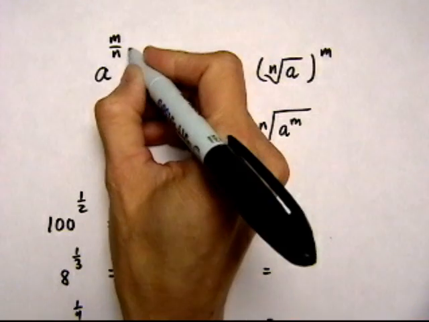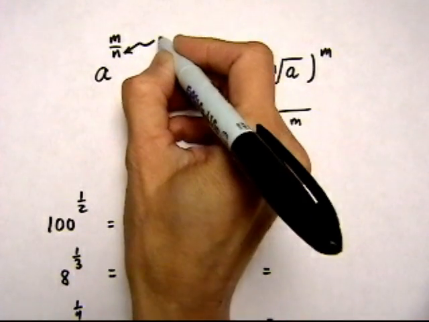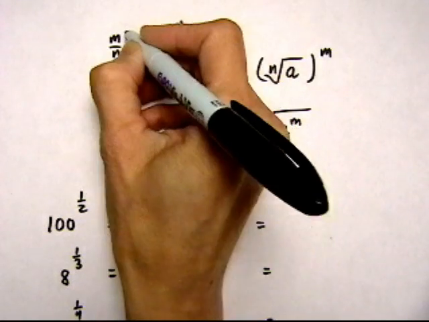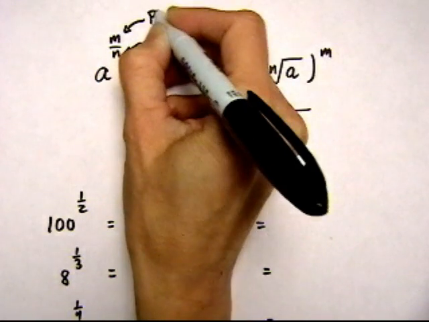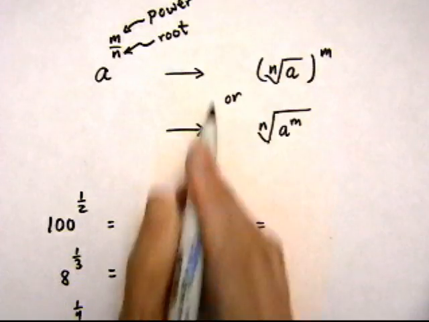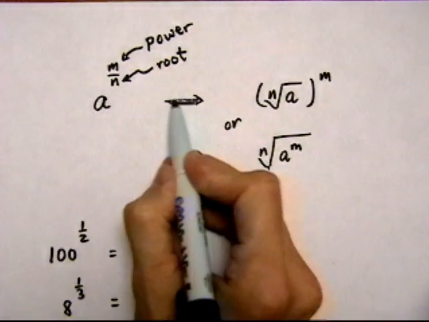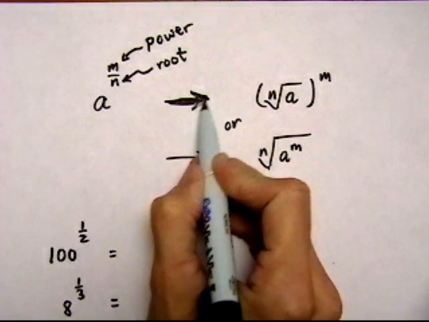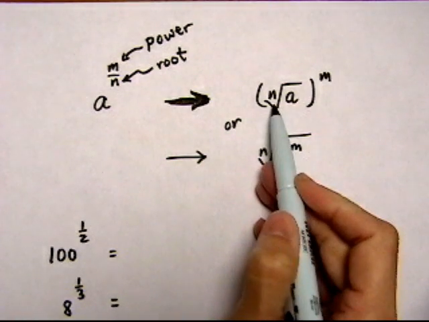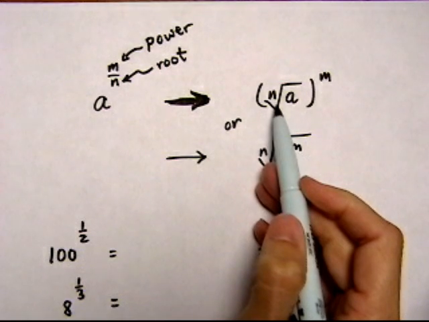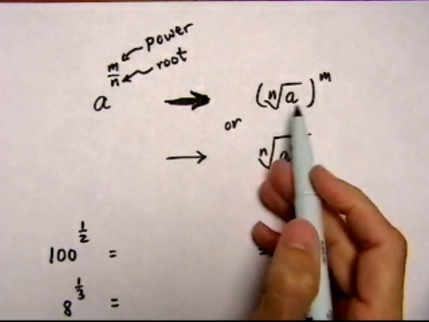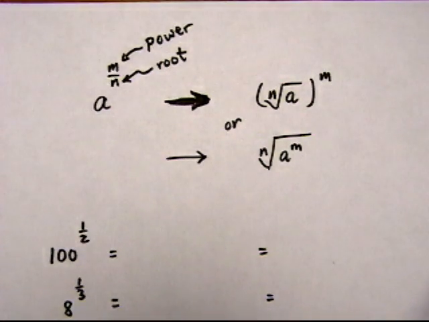Thing to keep in mind is that n is the root and m is the power. So as long as you keep those straight, you'll be all set. And this is the method that I like best, the first one, which is to first take the root, because you're always going to be making your numbers smaller if you take a root, so they're easier to work with mentally. So let's take a look at a few problems.